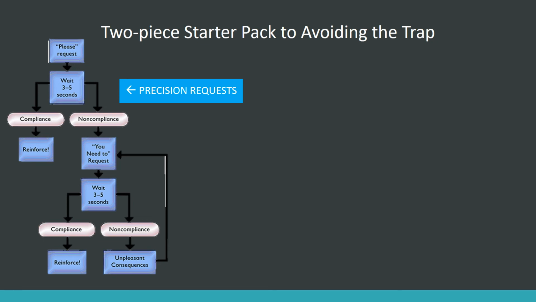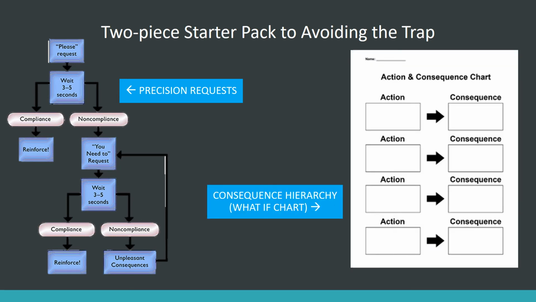The question I always get with this is, okay, what is the unpleasant consequence? So that's where thing two comes in. And this is a consequence hierarchy or a what-if chart. And this is something that you do in advance. So you come up with common actions that would result in consequences. So things like not following directions, or hitting your brother, or not doing your homework within this period of time. And you would write those out and figure out what consequences you all agree on for what would happen if that's the case. So that way, if you're using the precision requests and you get to that bottom unpleasant consequence, you know exactly what's going to go there.